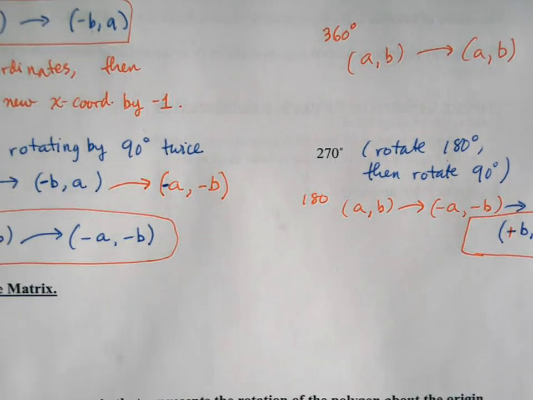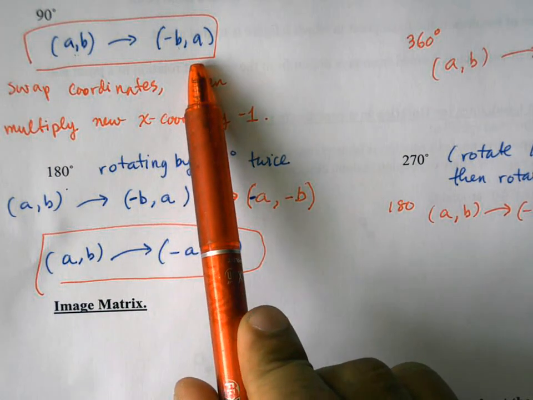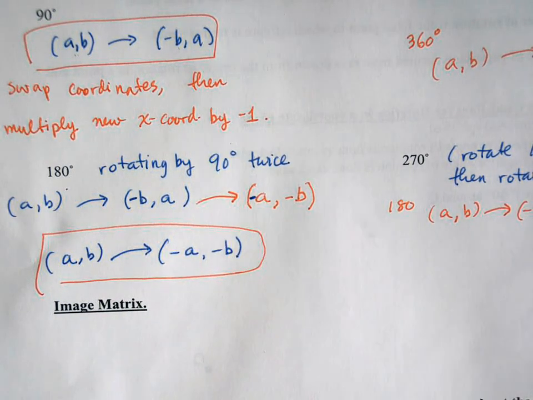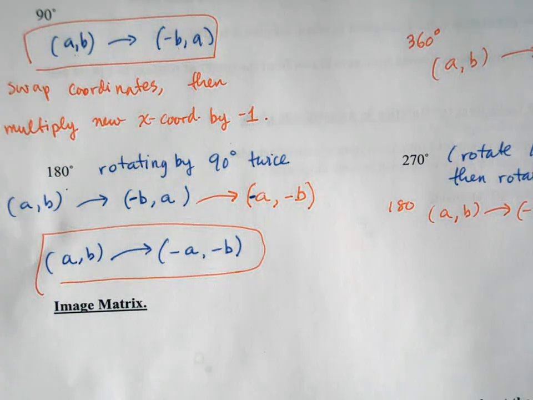These are good rules for us to keep in mind. Now, if you ever forget, you really only need the rule for 90, because if you know the rule for 90, you can just apply it multiple times to get the rule for 180 and the rule for 270.